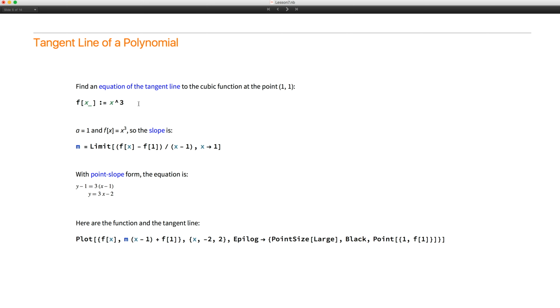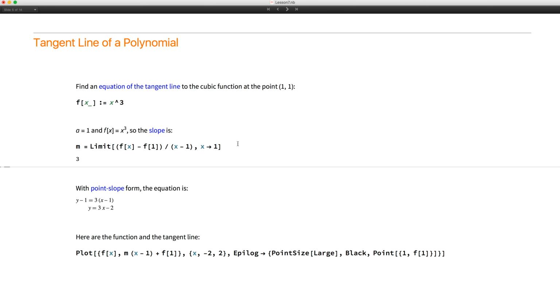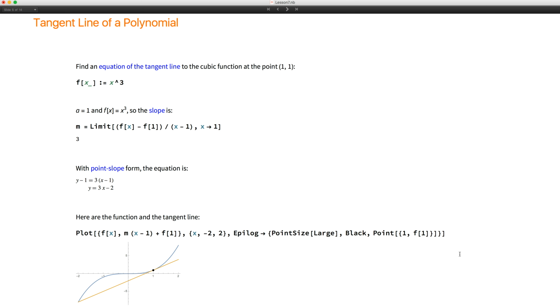Okay, so as an example of a tangent line, let's take the curve f of x equal to x cubed, and here's the slope of the secant line through the point 1, 1 in the limit, and that's the slope of the tangent. So if the slope is 3, then the equation is y minus y1 equal to slope times x minus x1. And if you plot that, you surely do get the tangent line to the curve x cubed at this point 1, 1.